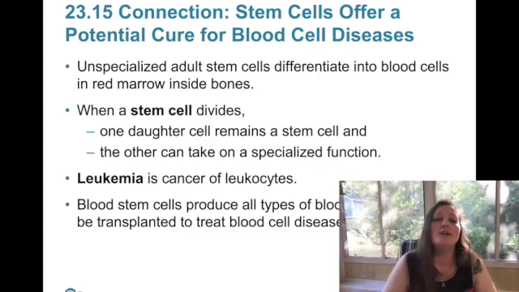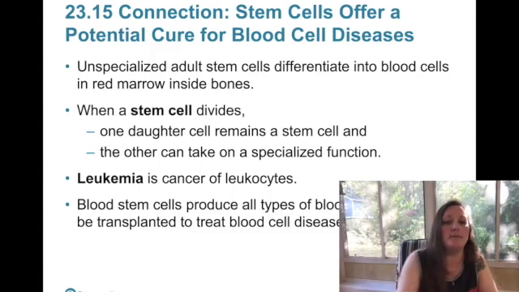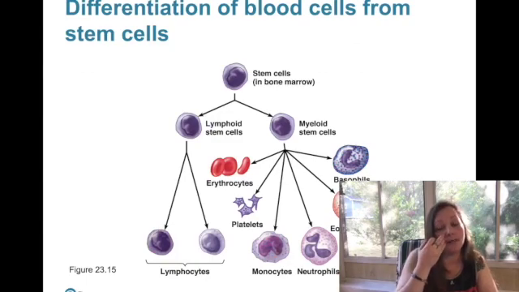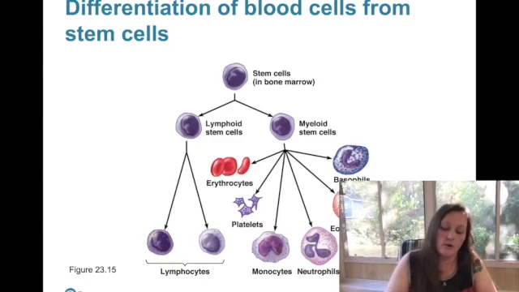Leukemia. Leukemia is cancer of the leukocytes. So if you remember, that's going to be your white, that's going to be in the white blood cells. Blood stem cells produce all types of blood cells and can be transplanted to treat blood cell diseases. So this is why, if you believe in helping people and you're willing to go through a little uncomfortableness, sometimes outright pain, to help somebody else, becoming a bone marrow donor is a good thing.